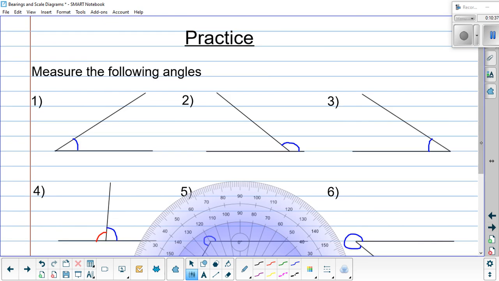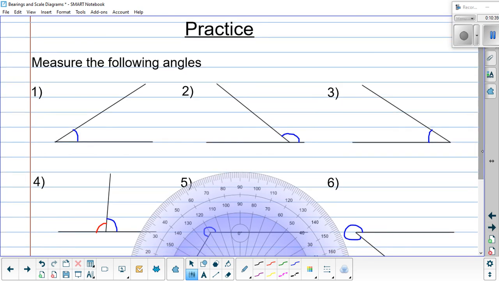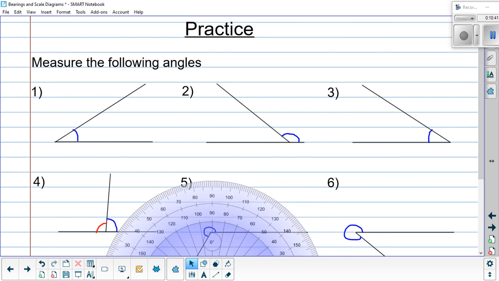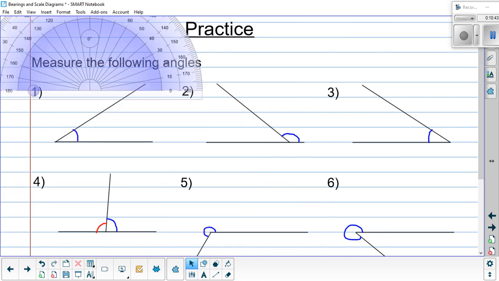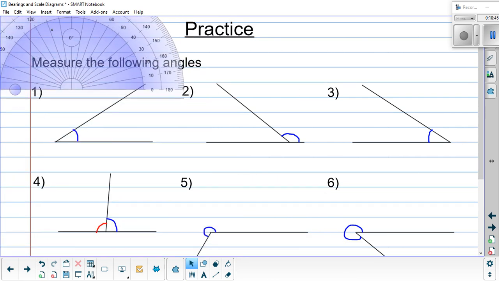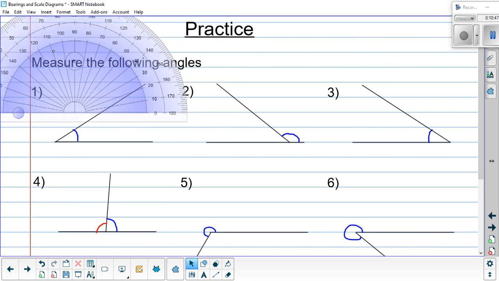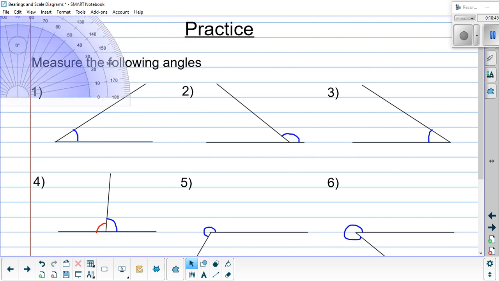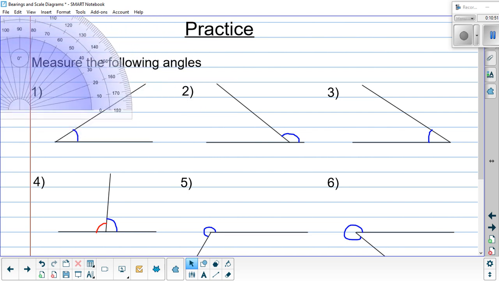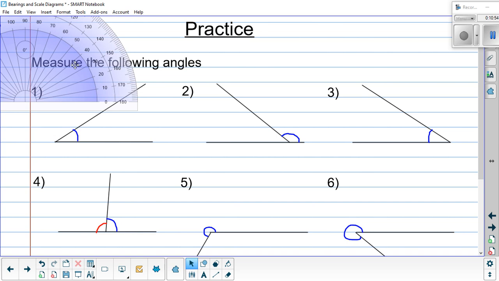So here are 6 questions for you to try. If you're just following along at home, I would advise drawing a variety of angles that look similar, that way when you're following along, you can answer them for yourself. You can pause the video now. Whenever you're ready, press play, and then we'll go through the answers together.